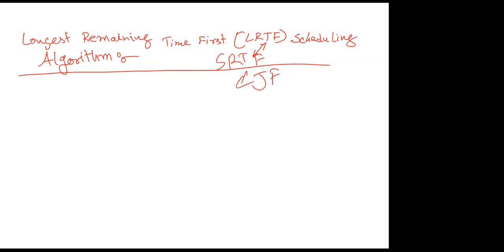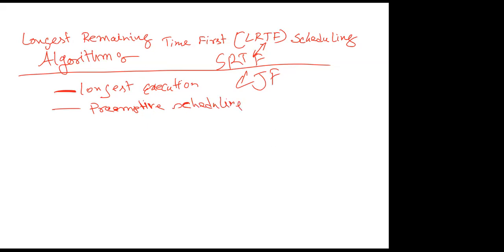So two things. One is, of course, the longest burst time or execution time gets the priority, and another property is that it is a preemptive scheduling algorithm. These are the two things for LRTF.